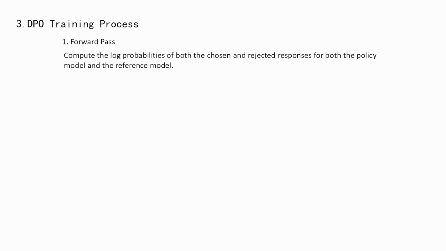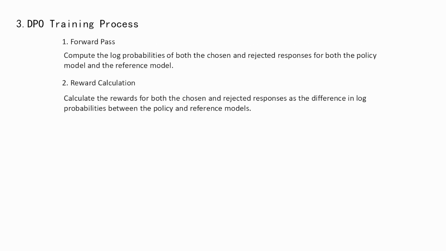DPO training process. In the training loop, DPO performs the following steps. 1. Forward pass. Compute the log probabilities of both the chosen and rejected responses for both the policy model and the reference model. 2. Reward calculation. Calculate the rewards for both the chosen and rejected responses as the difference in log probabilities between the policy and reference models.